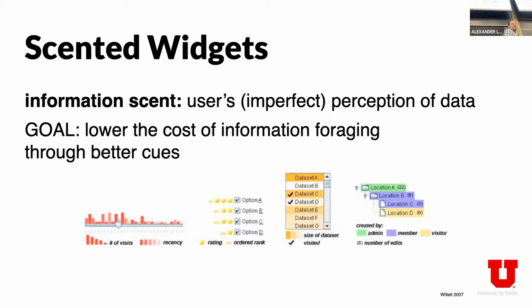One thing that I also mentioned already is this idea of scented widgets. The principle of information scent is to give somebody a perception of the data as they're interacting with some widgets. The goal here is to lower the cost of information foraging through better cues.